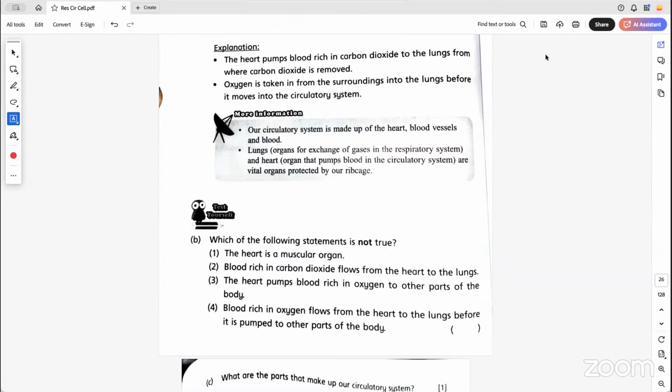I think that it is number 2 because, oh no, I think that it is number 4 because blood rich in oxygen flows from the heart to the body, not from the heart to the lungs. Very good. Yes, you were nearly going to make a careless mistake. So yes, the heart will pump the blood rich in oxygen from the lungs to all parts of the body, or from the heart to all parts of the body, whereas from the heart to the lungs is always carbon dioxide. All right, let us carry on.